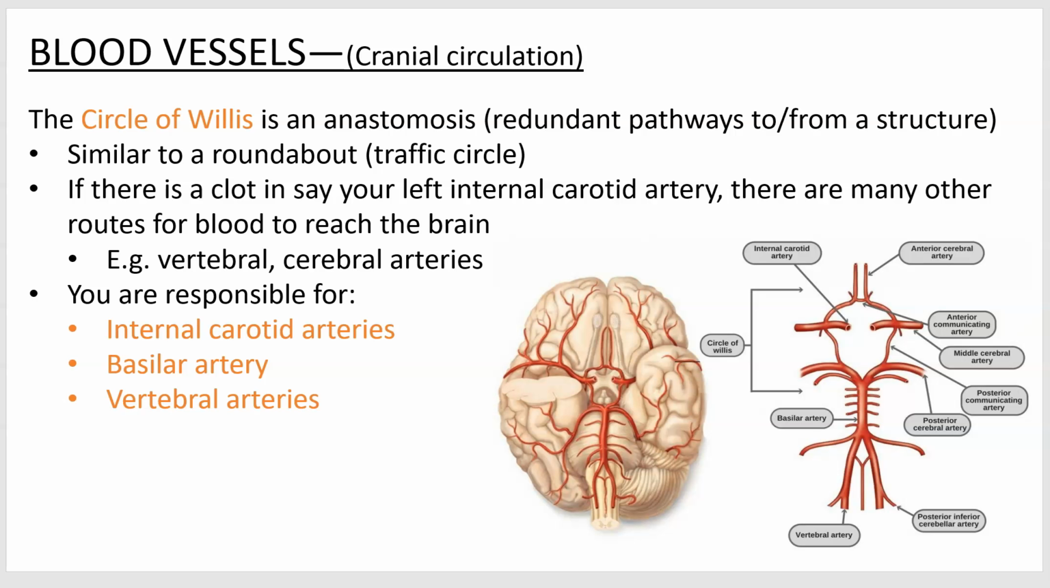Here's a special circulation that supplies your brain. It's called the Circle of Willis. You can see a brain from the underside here. We're looking at it from an inferior view, and your eyes would be aiming up on this screen. So there are many blood vessels that supply this.